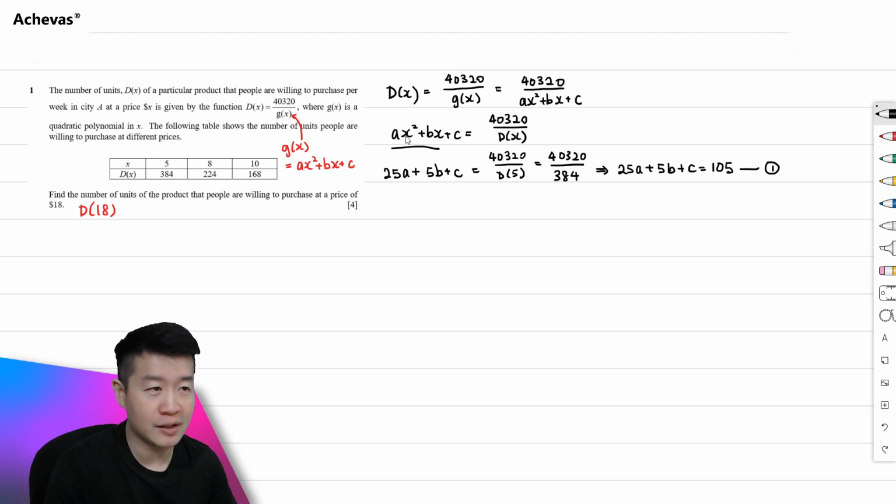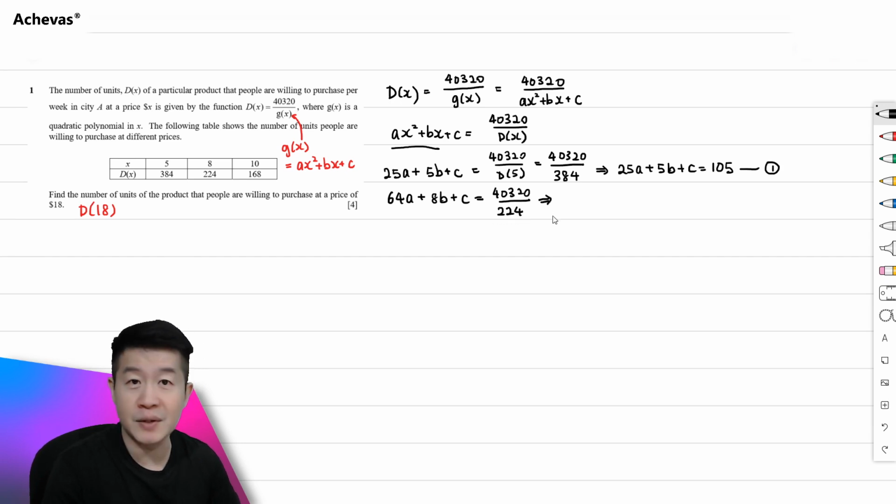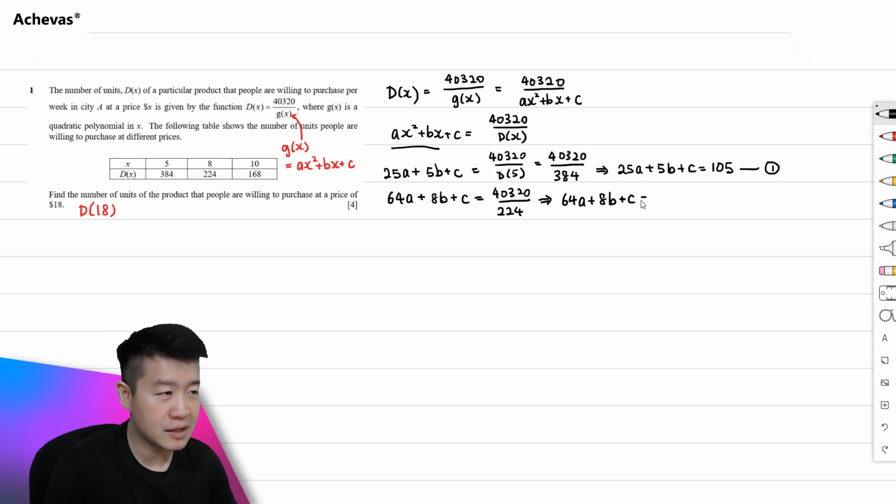We'll do the same thing for equation number 2 when x is equal to 8. So we have 8 squared, that is 64a, plus 8 times b plus c, which is 40320 divided by d(8). d(8) is 224. So this gives us our second equation: 64a plus 8b plus c is equal to 180. Equation number 2.